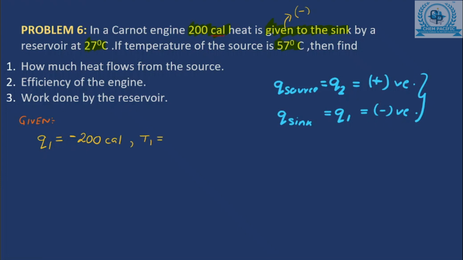Now they're telling you the temperature of the reservoir means T1, क्योंकि रिजर्वायर जो है सिंक का रिजर्वायर का टेम्परेचर दिया है, यह 27 डिग्री सेल्सियस T1, और वी नो दैट कैलकुलेशन में हम हमेशा केल्विन में चेंज करते हैं. सो 27 प्लस 273 और यह इक्वल टू कितना? 300 केल्विन. तो पहले जब आप सारे डेटा जॉट डाउन करते हो ना, तो आपको प्रॉब्लम सॉल्व करने में बहुत कन्वीनियंट हो जाते हैं.